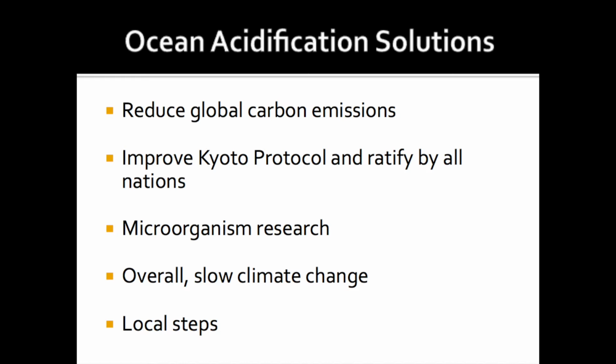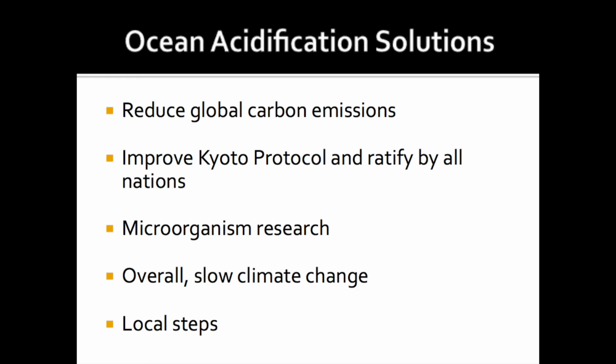This is the main problem because this excess CO2 in the atmosphere is being absorbed by the ocean. So if global carbon emissions can be reduced, a first method to solve this would be to fix the Kyoto Protocol and get it ratified by all nations. Improving the Kyoto Protocol and basically getting it enforced could significantly reduce global carbon emissions. Also, research can be done into microorganisms that can be added to the ocean to raise the pH. But this could have unintended consequences, but research could be done in this area.